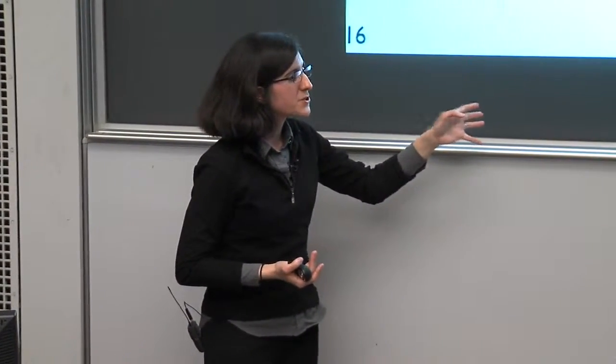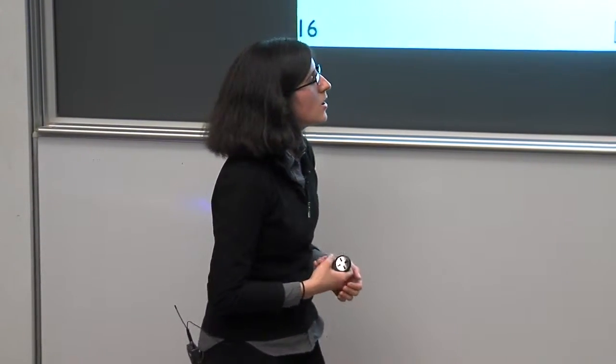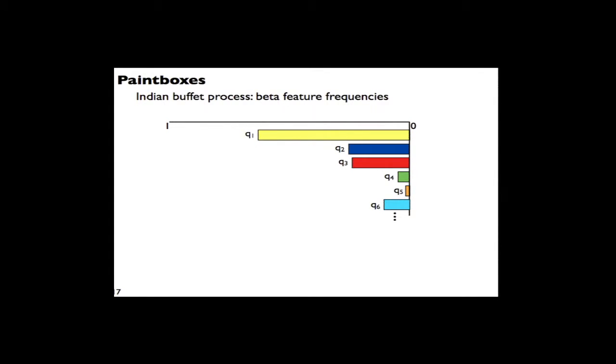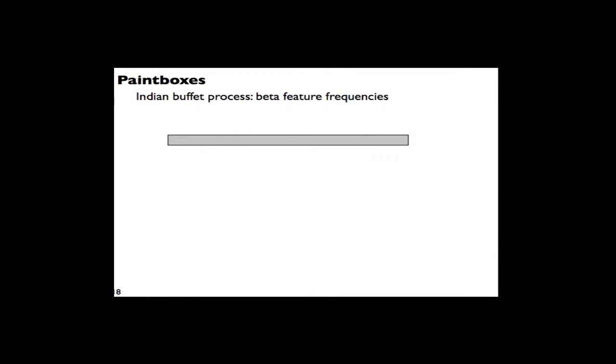So what does this tell us? The whole point of going into this was to say, what is the feature paint box for the Indian buffet process? Well, it tells us the sizes of the feature subsets. In particular, Q1 is the size of the feature subset for that feature, et cetera. And now if we want to nail down exactly what the feature paint box is for this model, we have to say how these feature subsets intersect. And so in particular, let's start off again with the unit interval, 0 to 1.